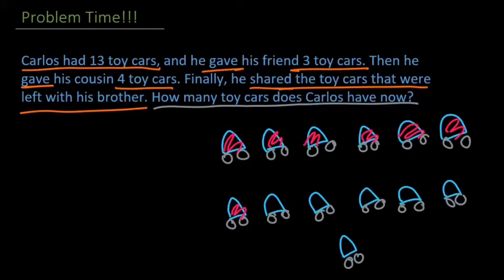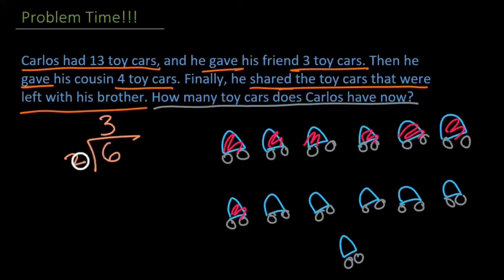So we have 6. Let me get another color. Okay, we have 6. He shared it with his brother. So his brother, which is 1 person, plus Carlos, which is also 1 person, is equal to 2 people. So 6 divided by 2 is equal to 3. And I got this answer because I did the math in my head. And if you practice division, you'll be able to do the math in your head as well. You don't have to write it out or anything.